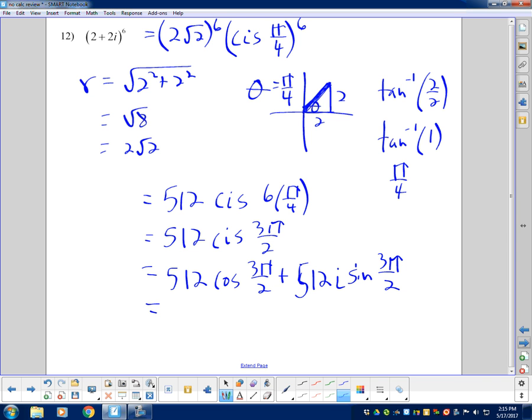So 512 cosine of 3 pi over 2, that's a 0, so that's completely gone. Sine of 3 pi over 2 is negative 1, so this ends up being 512 i times negative 1, also known as negative 512 i. There it is.